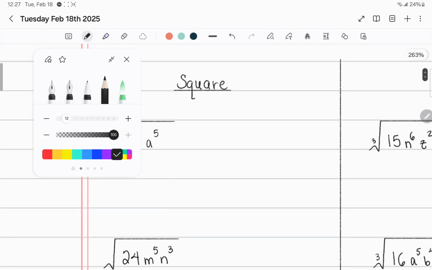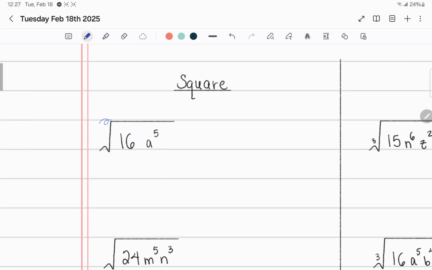So again, the main rule here is that the square root does not have a little number. Since it doesn't have a little number, this means groups of 2. So squares are groups of 2. Again, that means I want pairs of 2, not the number 2. It doesn't have to be 2 2s. It can be 2 of anything.